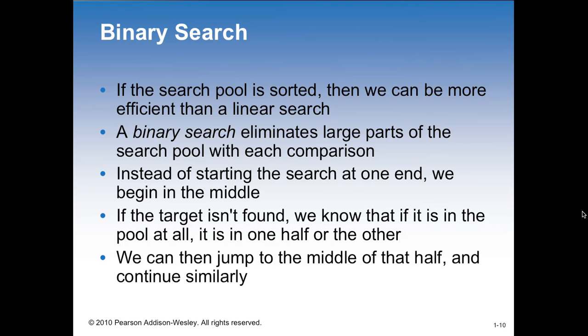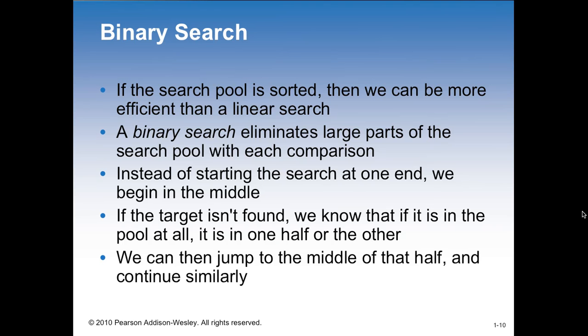So the pool is sorted, and we can do this more efficiently. It's a more efficient algorithm than the linear search, because if we sort it, we know where items are in the list, and then we can work with parts of the list and forget about the other parts. We don't have to go through every item in the list. Binary search eliminates large parts of the search space with each comparison.